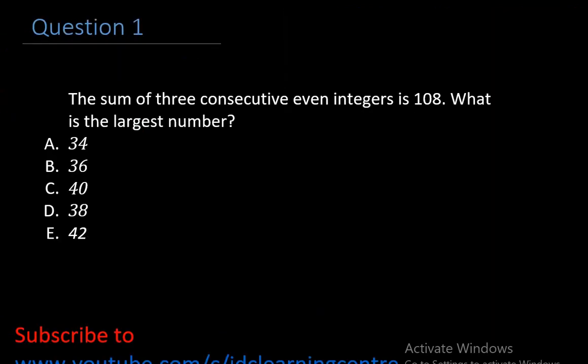Question 1 says, the sum of three consecutive even numbers is 108. What is the largest number? Whenever they ask you to find consecutive numbers, work with any letter of your choice. I would like to work with letter N. So I'll let the first even integer be N. Since it's even, I'll move in 2, 4, 6, 8, etc. Since we are talking about even integers here.